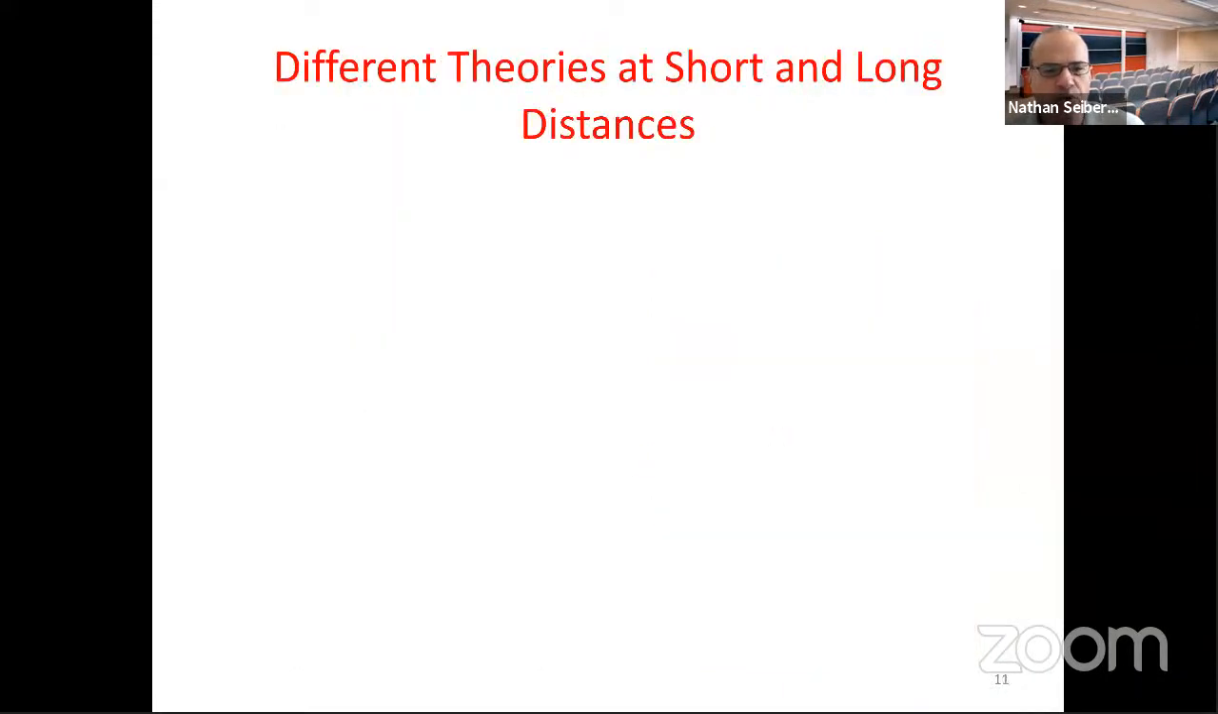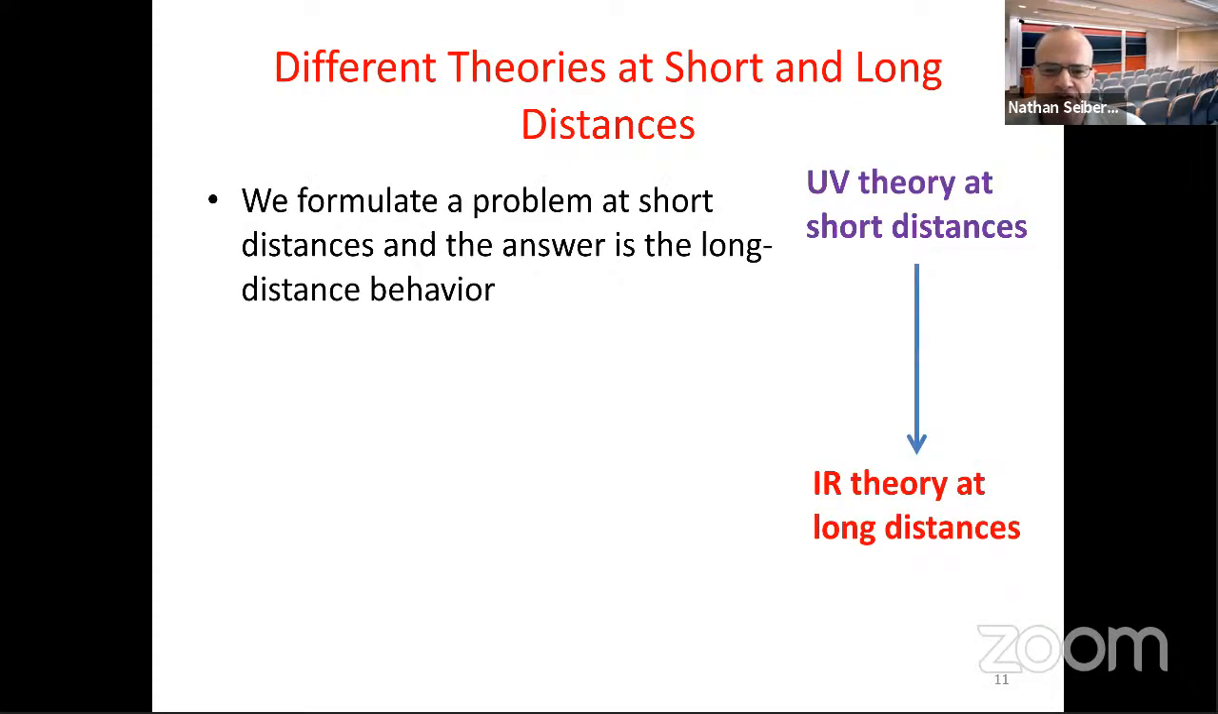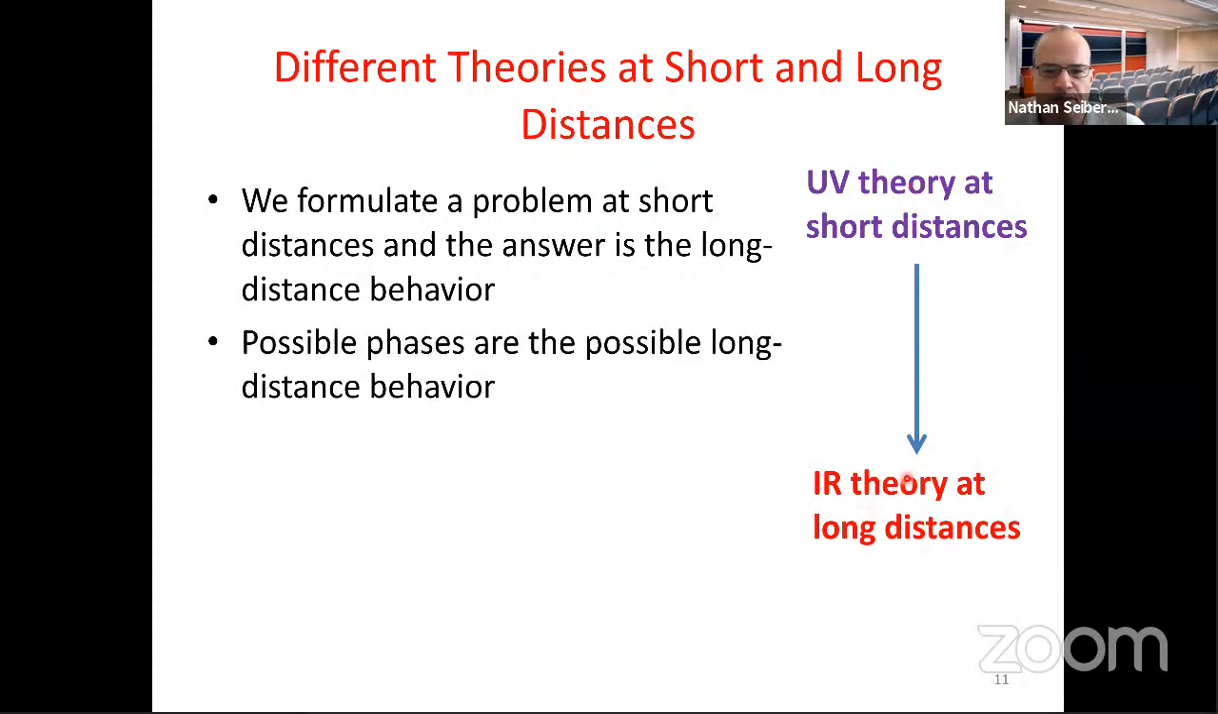So let me say a little bit more about that. We have different theories at short and at long distances. The short distance theory is where we formulate the problem. We call it the UV, for ultraviolet. It describes the short distance physics. And at long distances is where we read off the answer. So we simplify to just two layers here, the ultraviolet, the short distance theory, and the infrared, the long distance theory. And this has been a very useful way of organizing our understanding and organizing the information.